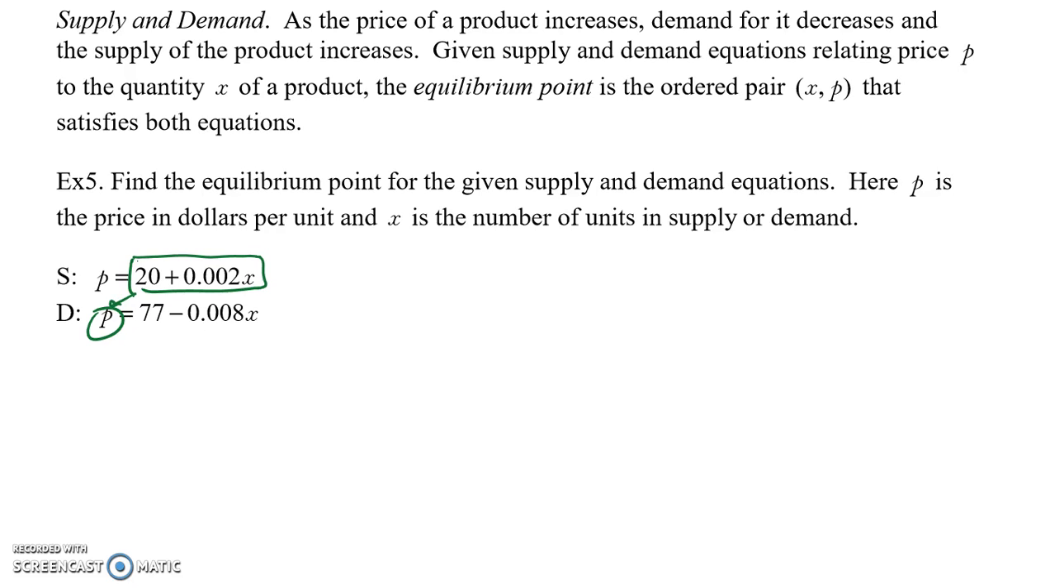So we're replacing P in the second equation with 20 plus 0.002x. That's basically like setting the right-hand sides of both equations equal to each other. Forgive me. All right, so we set the right-hand sides equal to each other. Since both of them equal P, we've essentially accomplished a substitution. We've eliminated P. Now we can solve for X.